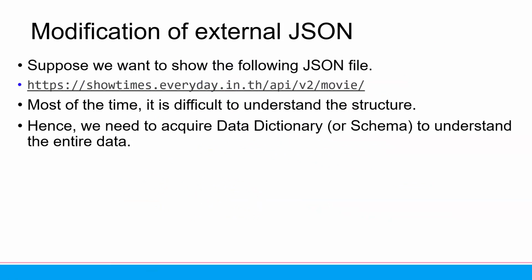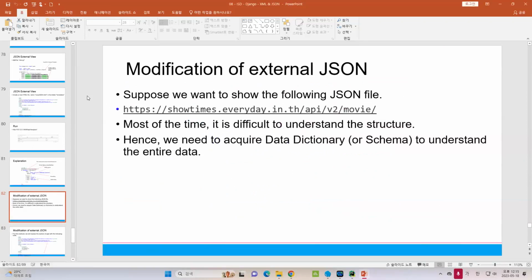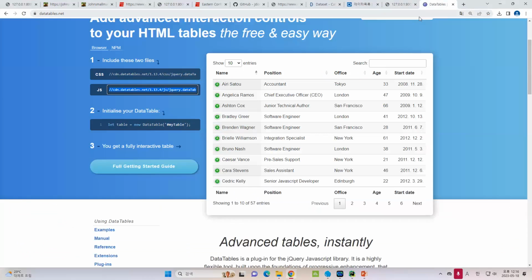Okay. Now, let's look at another example. I have one JSON file. So this is from another website. This is a movie theater. And yeah, not many sites want to share the data, but this site shares the data. And let's look at the data.